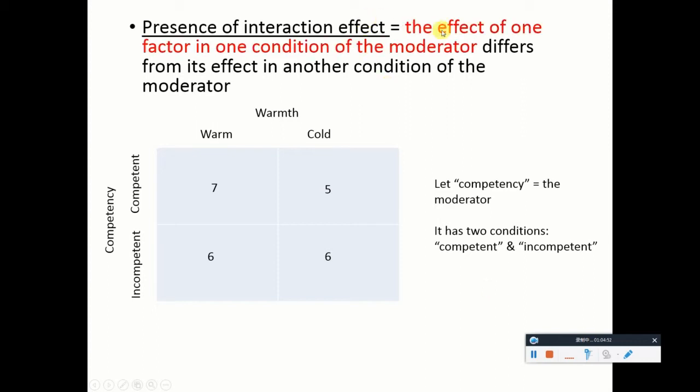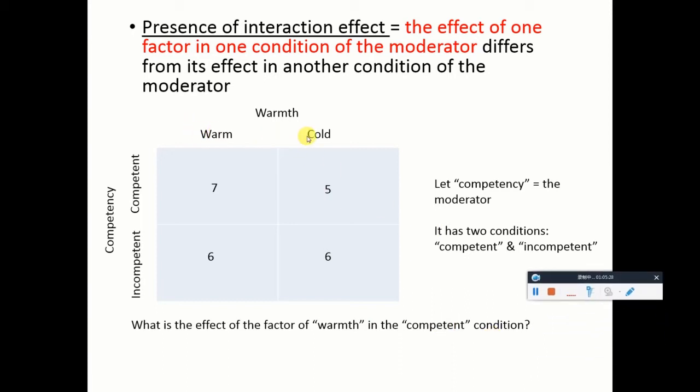So then let's see the part of the sentence that I just made red: the effect of one factor in one condition of the moderator. Now we know the moderator is competency, and one condition of the moderator could be competent. Competent is one condition of the factor competency. So this sentence simply asks, what is the effect of the factor warmth in the competent condition? Is there any difference between warm and cold in the competent condition?